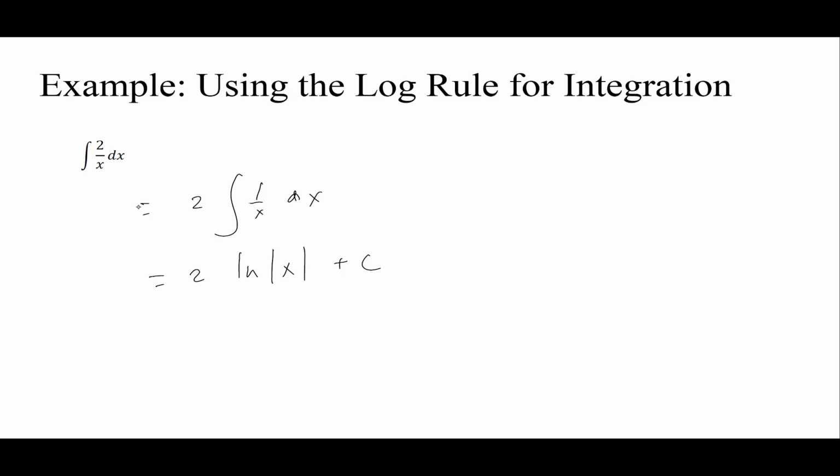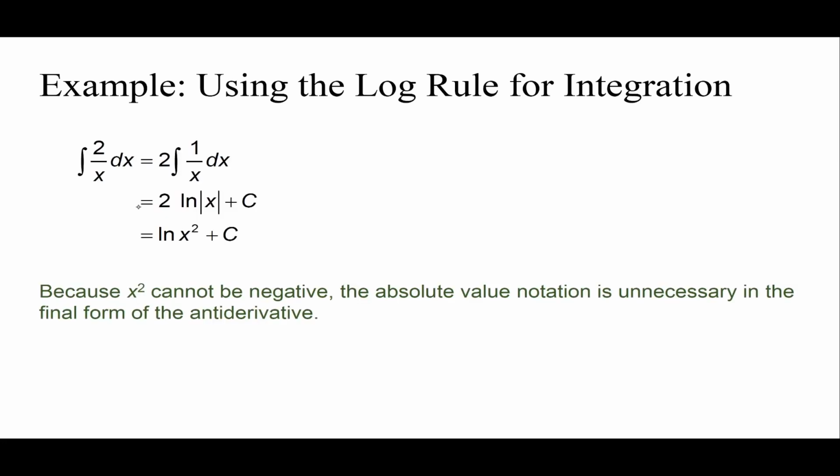But there is a property of log function. We can bring this 2 to here and write ln absolute value of x squared plus c. You no more need the absolute value because of this square, so we can also write ln x squared plus c. Because x squared is always positive, you don't have to worry about the absolute value sign. So that's the reasoning we have here.